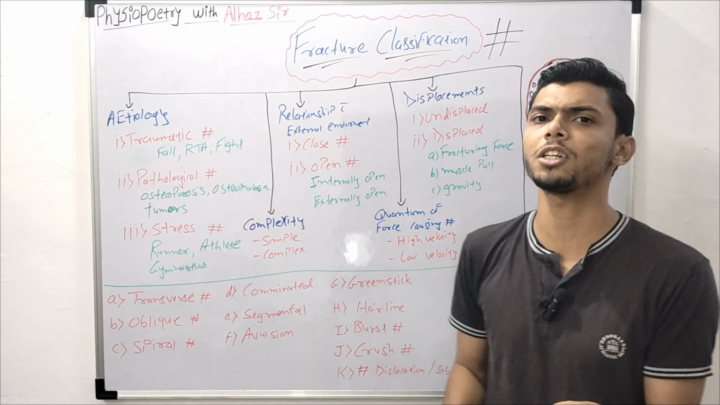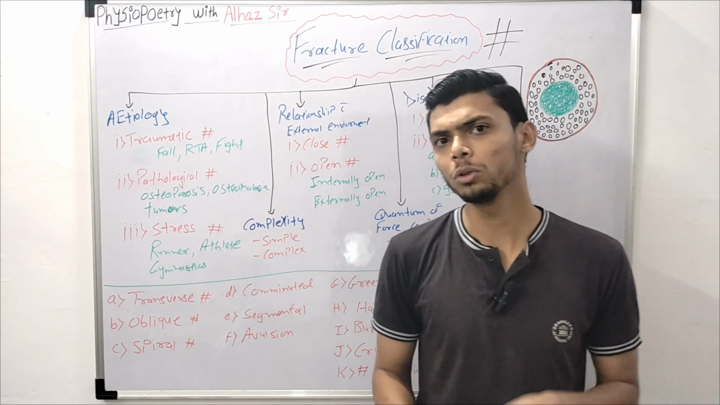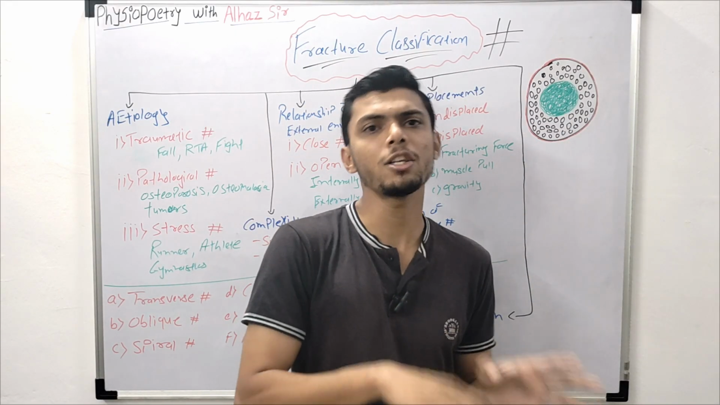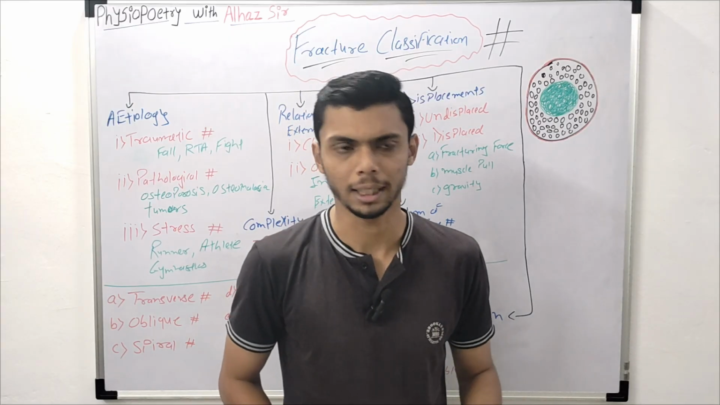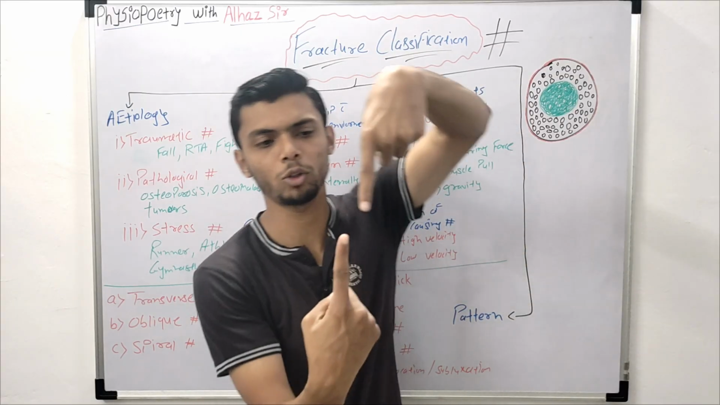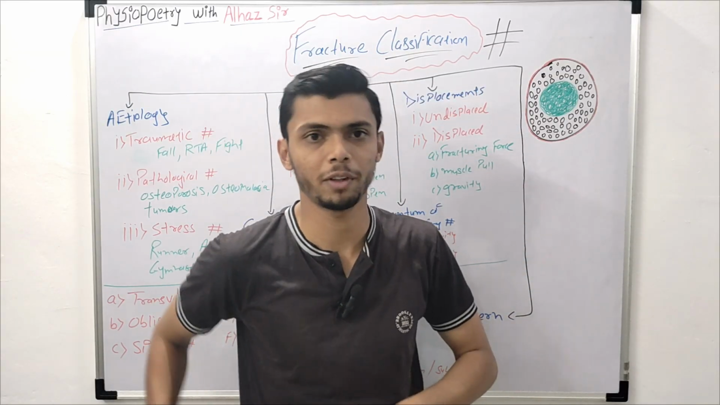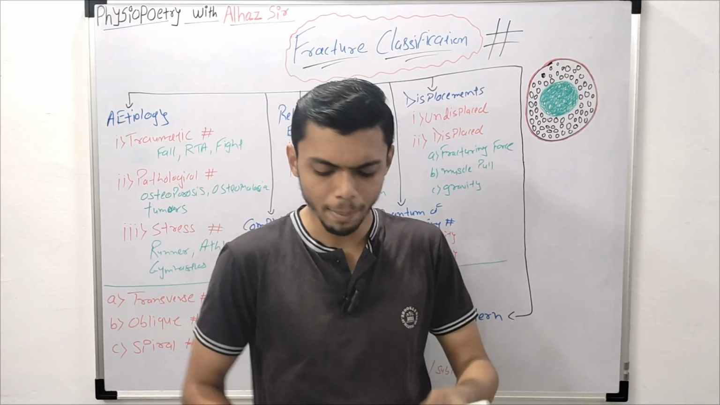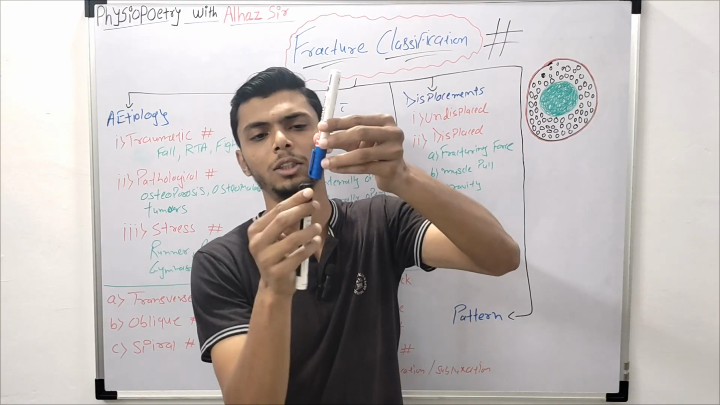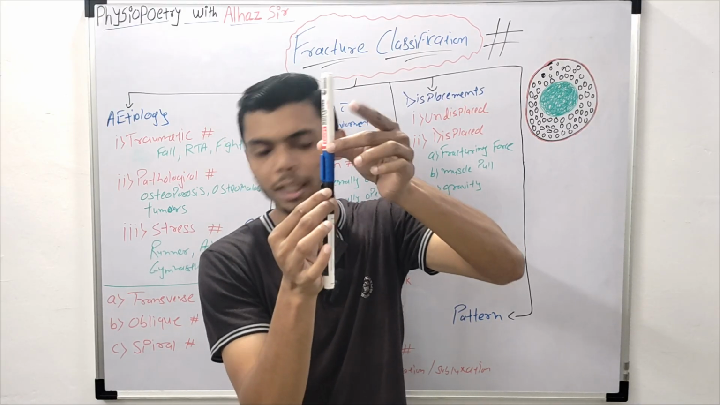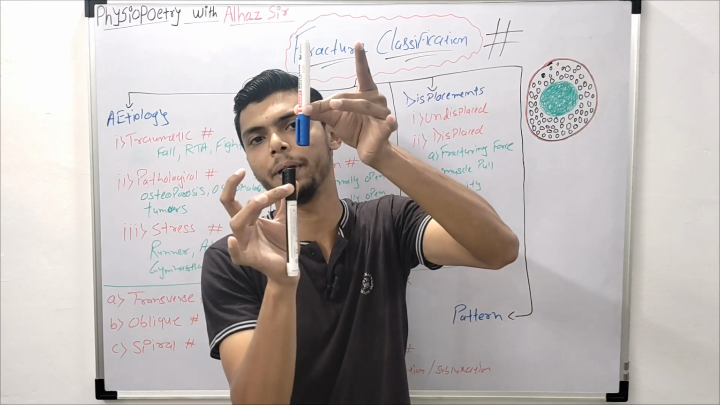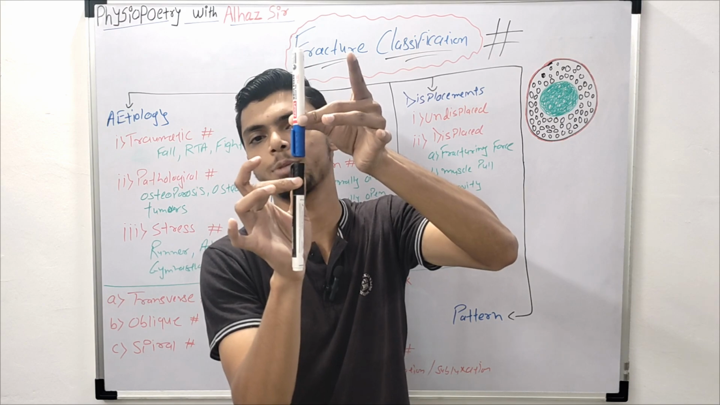Now this is a very interesting part and often confuses students: whether your fracture is displaced or not. It's as simple as that. But it can be undisplaced, so yes, the fracture has been there. Let me demonstrate with two pens. Imagine this is a whole bone. There is no break in it, and here there is a break. Here a fracture has been caused.